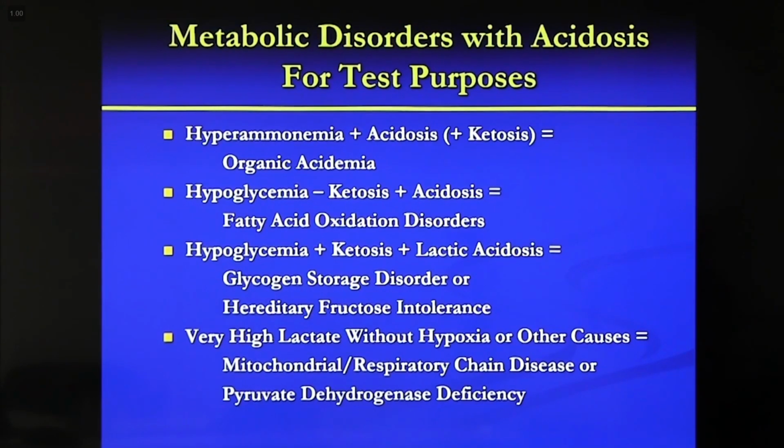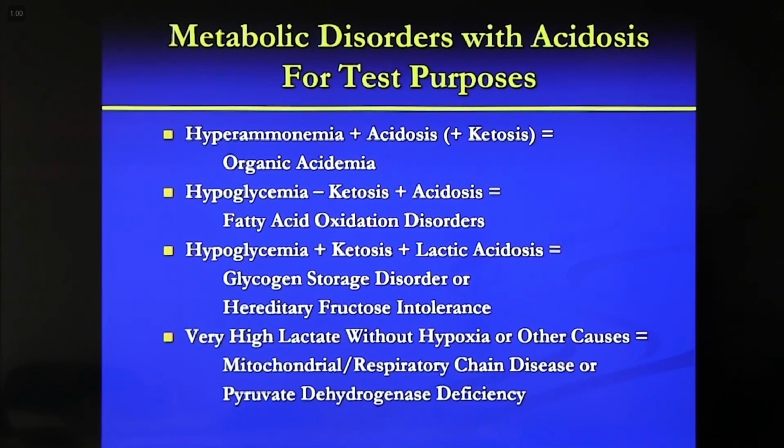So these are the things that you look for, the patterns, if you have acidosis, that might key you into a different diagnosis. So acidosis and hyperammonemia, as we said, organic acidemia. Acidosis and hypoketotic hypoglycemia, remember, that could be fatty acid oxidation disorder. Lactic acidosis and hypoglycemia, it can be GSD or hereditary fructose intolerance. Usually it's severe hypoglycemia. And if you have very high lactate without other causes, then sometimes you think about mitochondrial disorders. But these things are thought about in academic medical centers to the exclusion of everything else. Most of the time, very high lactate is something else.